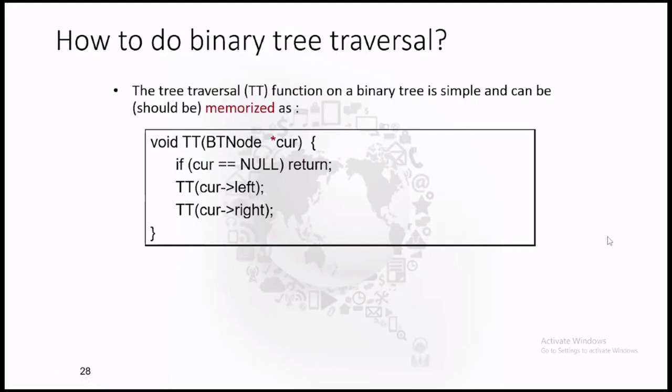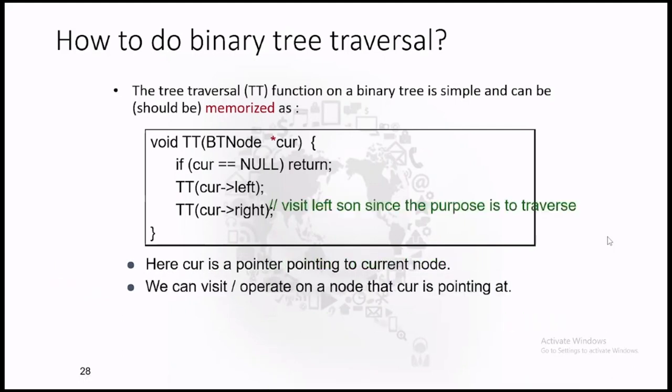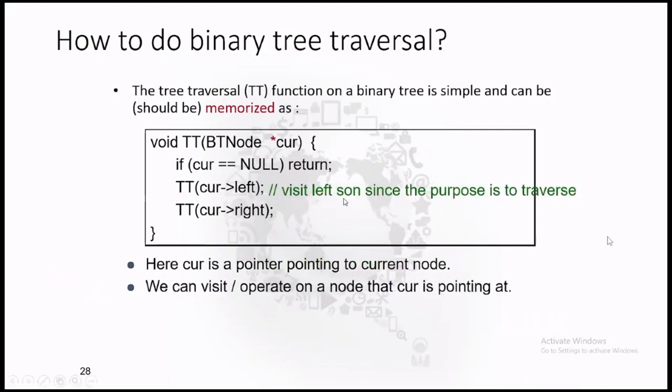All of this is done in recursive mode. Visit the left son first, since the purpose is to travel, and then after you're done with the left son, you go to the right son. If you ask me, why don't we just go to the right son and then the left son? Would it not be fair? This tree's pattern is to go to the left son, then the right son. But if you want to visit the right son first, then the left son, yes, you can do so, but just make sure that everything is working properly.